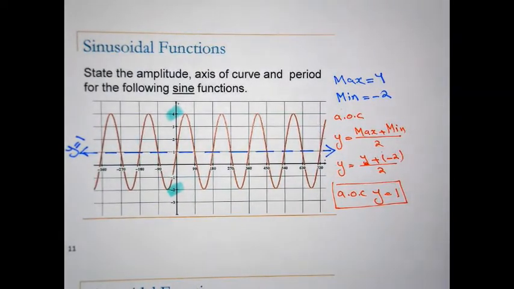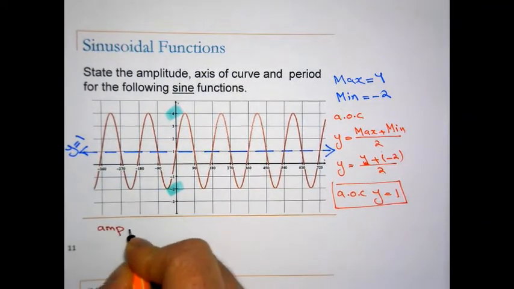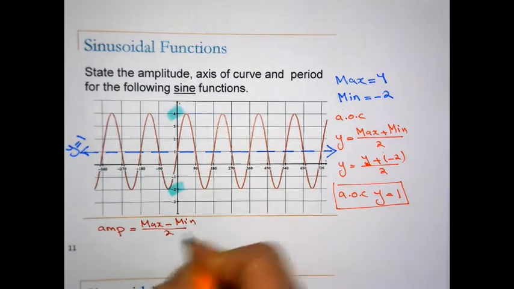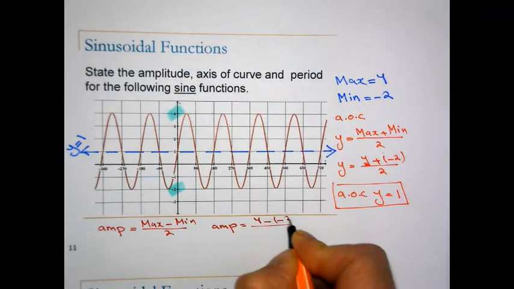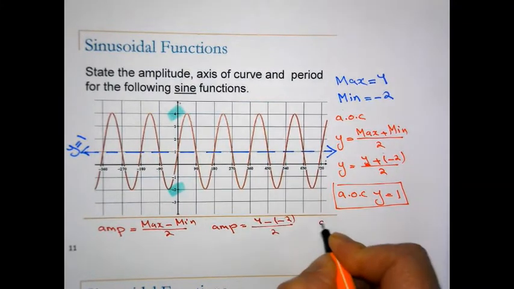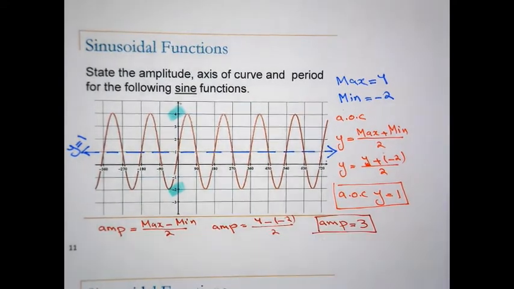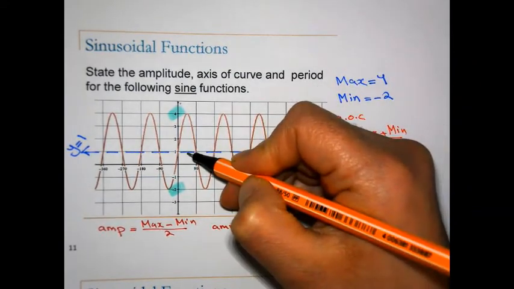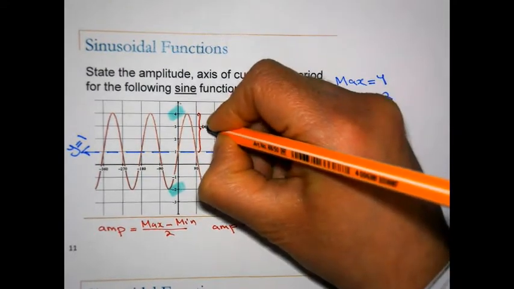Now I need to find the amplitude, so I'm going to do it here. Amplitude is max minus min divided by 2. So amp is 4 minus negative 2 over 2. So the amplitude is 4 minus negative 2 is 6, over 2 is 3. And as you can see here, you can also visually see that if this is the axis of curve, this is the amplitude.